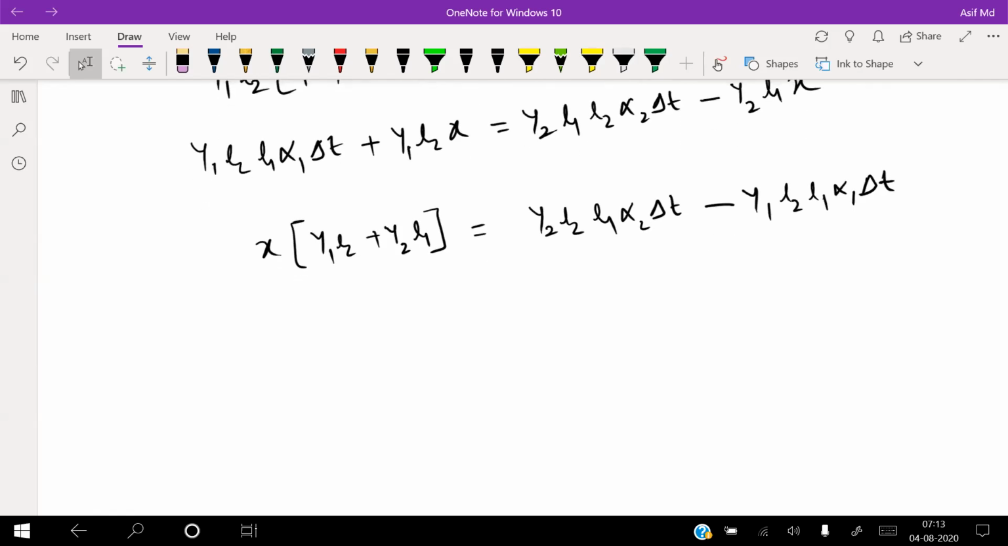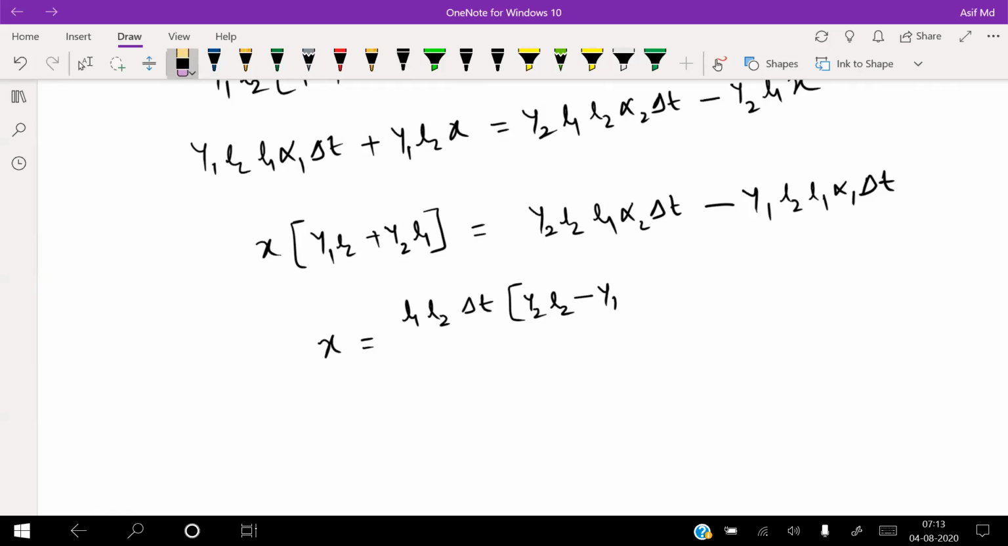So x value will be equal to how much right now? So x is equals to how much? In this one can I take anything common? So y2 L2, L1 delta t. L1 we can take common, delta t common. So this will become y2 L2 minus y1 L2 alpha 1.